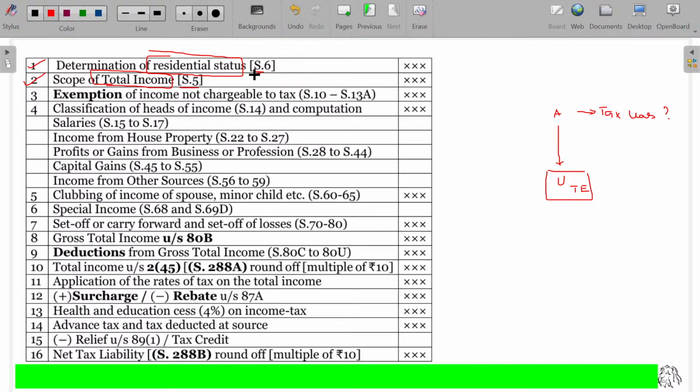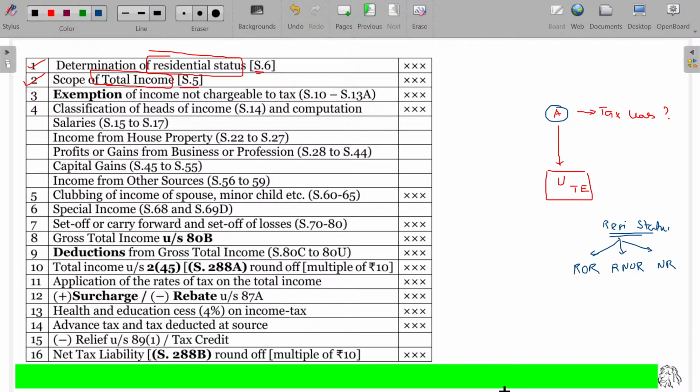Okay. Now, you have to ask his residential status and what total income he has. Residential status, as per section 6, if he is an individual person, we can classify that into 3 different forms: resident and ordinary resident, resident but not ordinary resident, and non-resident. Like three classifications we have.